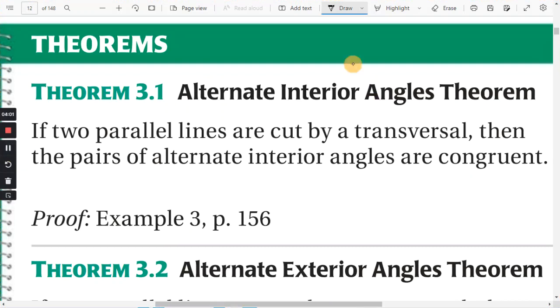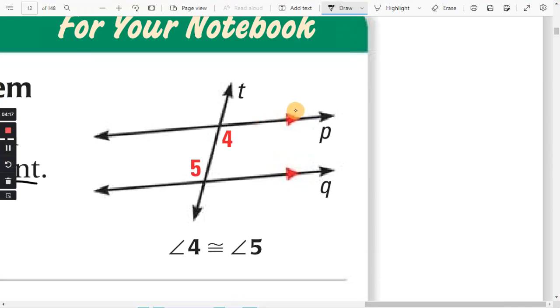All right, this will also be in the notes, alternate interior angles. If 2 parallel lines are cut by a transversal, then the pairs of alternate interior angles are congruent. Let's check the diagram. So once again, these 2 red triangles indicate that the lines are parallel. So we know that P is parallel to Q. All right, and the transversal cutting through them is this line here.